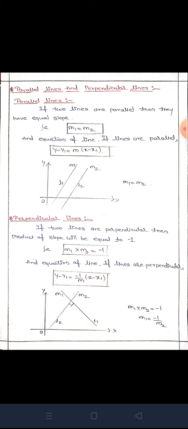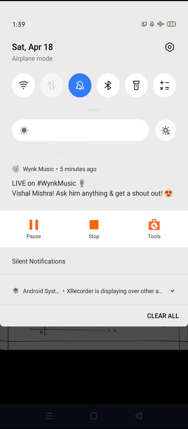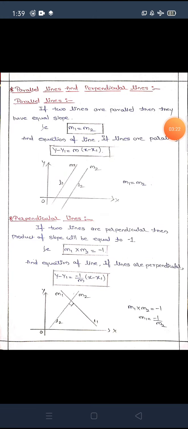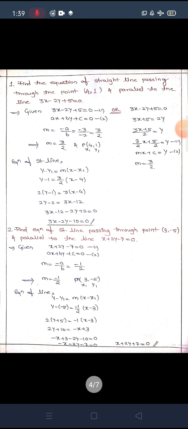So when you have parallel lines, you have to use the equation y minus y1 is equal to m times x minus x1, and if you have perpendicular lines, you have to use the formula y minus y1 is equal to minus 1 upon m times x minus x1. Now next we have the first question.